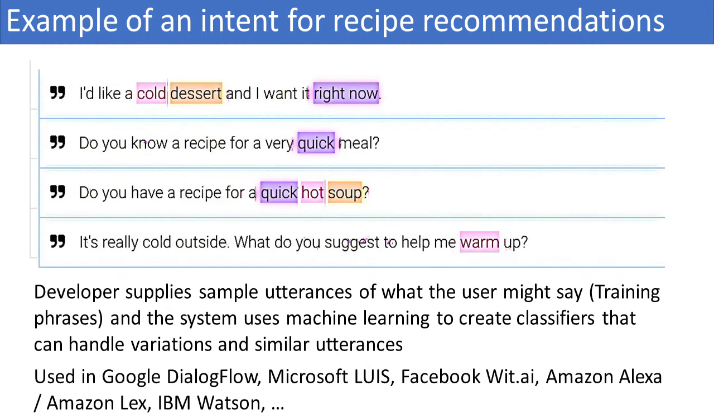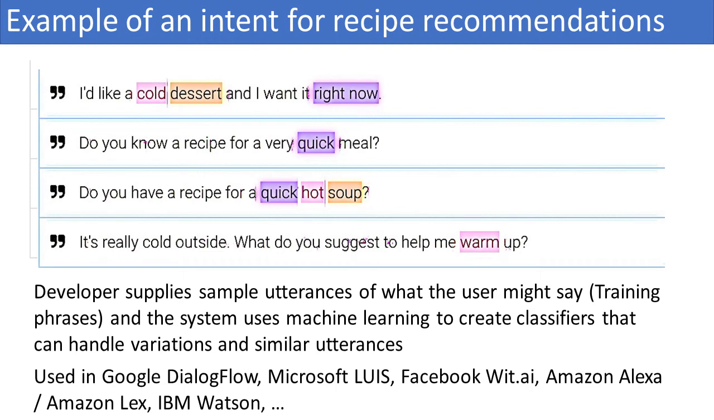So basically what the developer does is predict all the sample utterances that can be said. The system will automatically use machine learning to classify those in relation to the intents, so that even if the input is not exactly a match, but is similar enough to one of the predicted ones that have been hard-coded, it can map that to a particular intent. So that's the sort of beauty of the system.